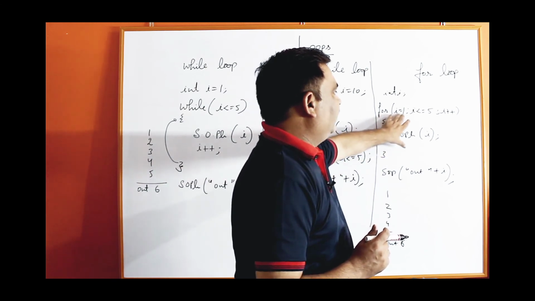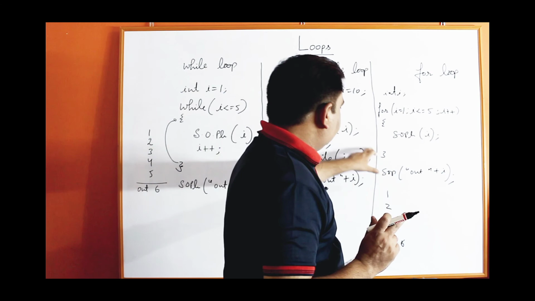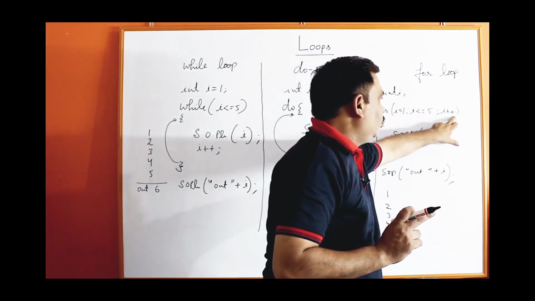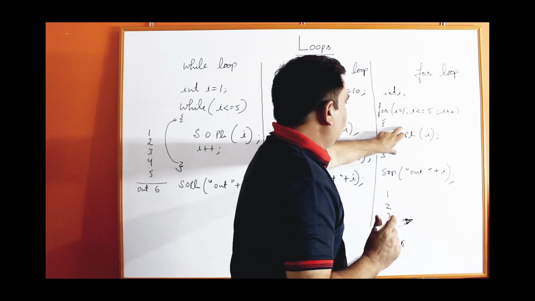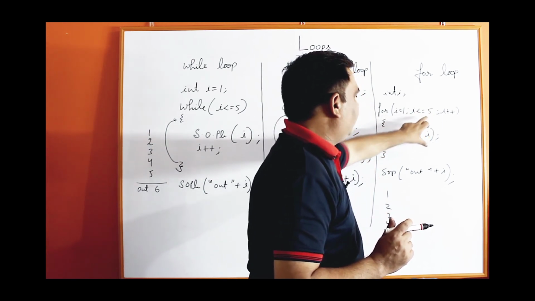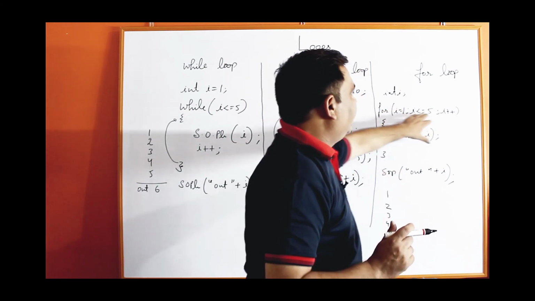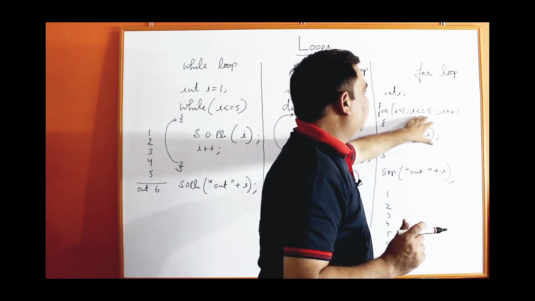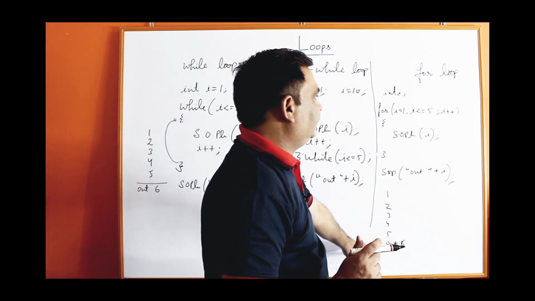How it works? I is 1, condition is true, body will execute now. It will print 1. Second time it will make it 2. Now 2 is less than or equal to 5. Yes. Again it will print 2. Next time it will make it 3. 3 is less than or equal to 5. 3. Same way 4. Same way 5. After printing 5, it will make it 6. 6 is not less than or equal to 5. It will come out of the loop. Out 6 will be printed.